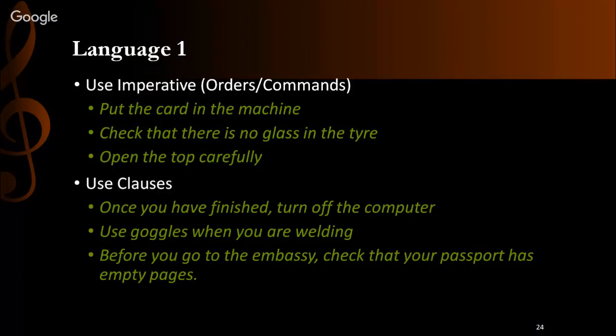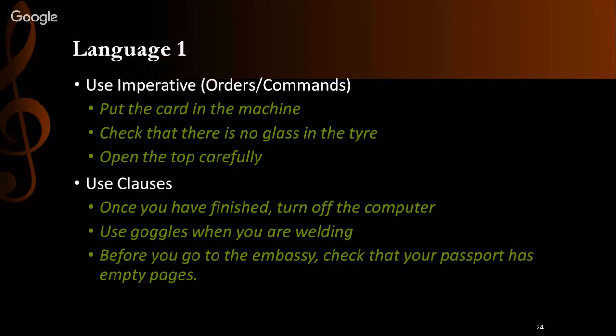Language one, use imperatives, orders or commands. Put the car in the machine. Check that there is no glass in the tire. Open the top carefully. So these are some of our imperative sentences. Use clauses. Once you have finished, turn off the computer. Once you have finished is our clause. Use goggles when you're welding. When you're welding is another clause. Before you go to the embassy, check that your passport has empty pages. Before you go to the embassy is a clause.